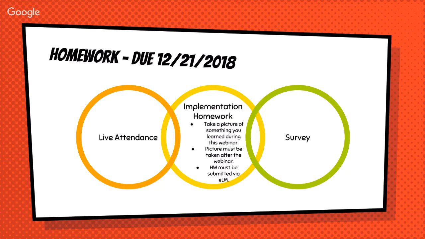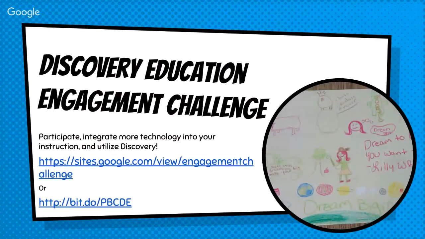Implementation homework. You need to take a picture of you doing something you learned during this webinar. So any kind of add-on that you used, you can take a picture or a screenshot. Snipping tool works really great to do that. There's also a Google extension called LightShot that also works very well. Those are some ways to take that picture and upload it to ELM. Also, there is one survey, that PD survey that you do all the time. There is one for the entire semester in ELM, which needs to also be completed for points. So that's your homework.